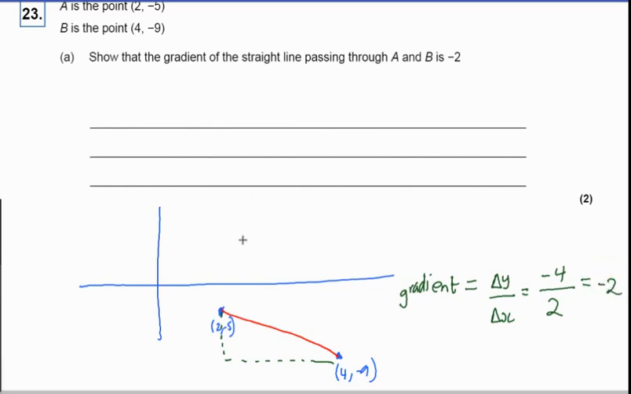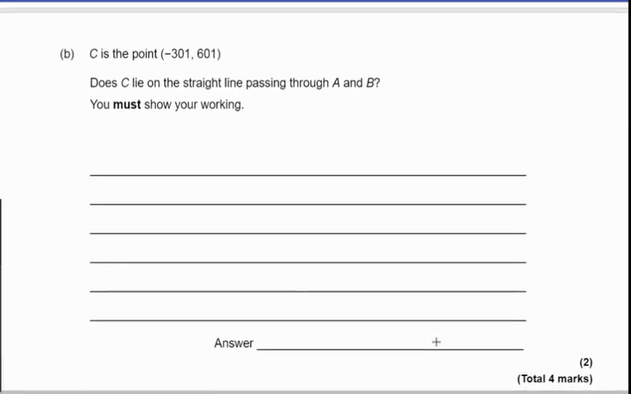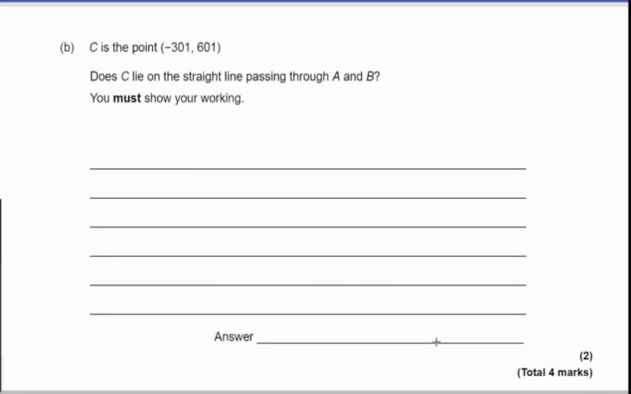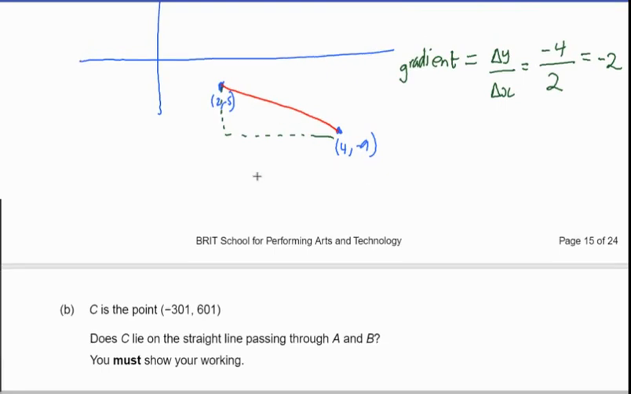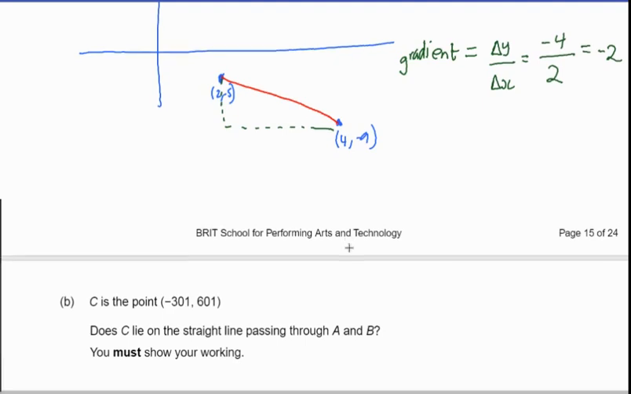That's it. That's good enough for an explanation. The gradient of the straight line passing through A and B is minus 2. We're good. Next, we've got C is the point (minus 301, 601). Does C lie on the straight line passing through AB? Okay, well, if it's all a straight line, then the gradient between any of these 2 points and C should also be minus 2.